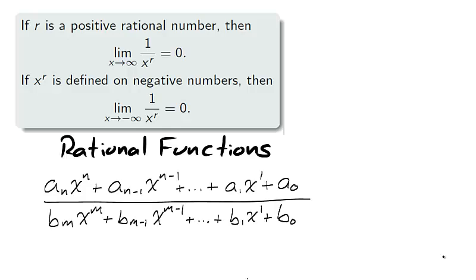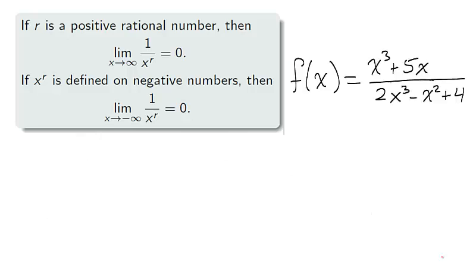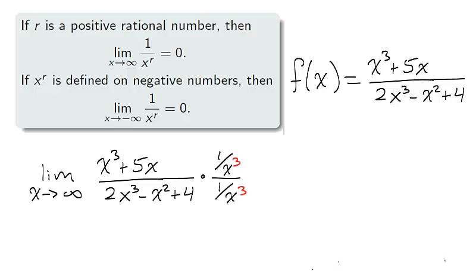To determine the limit at infinity of a rational function, we multiply by 1 over x to the m in the numerator and the denominator, where m is the degree of the polynomial in the denominator. To find the limit as x approaches infinity of the rational function f, we multiply by 1 over x cubed in the numerator and the denominator.